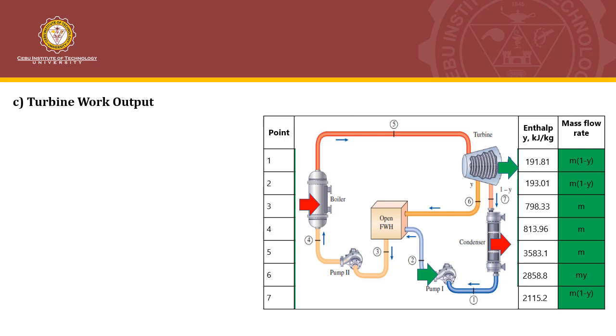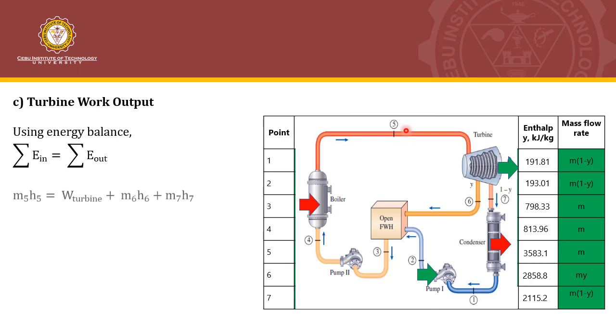For the turbine work output, we're going to do the same process of energy balance in the turbine. So if you can see, we have energy coming in and energy going out. For the energy that's entering, that is M5H5, and the energy that's leaving are the output, which is also being released by the turbine. So that's why it's in the output side of the equation, plus M6H6 and M7H7.